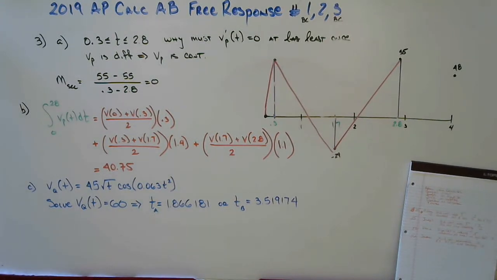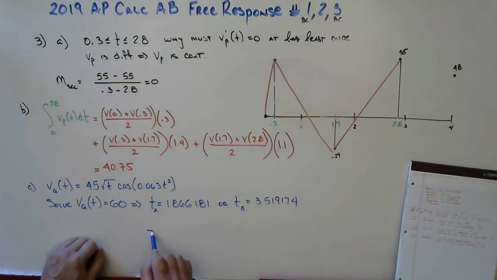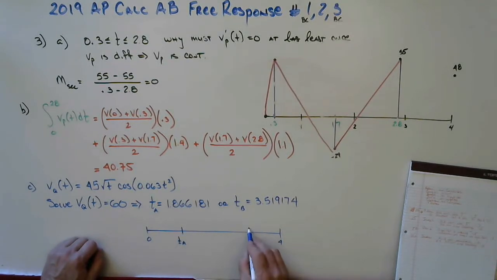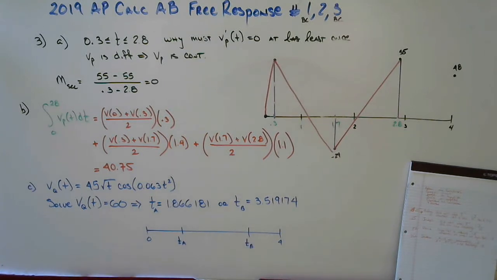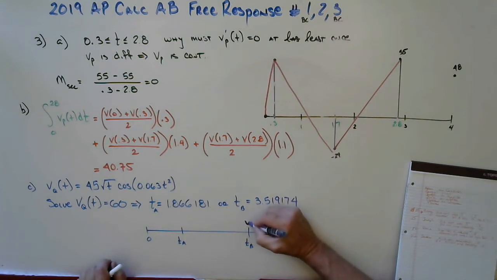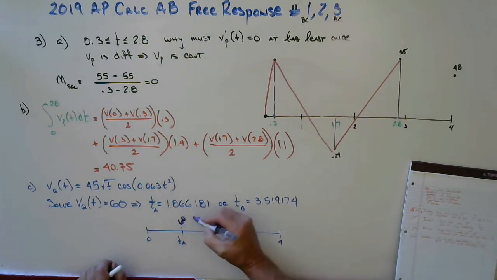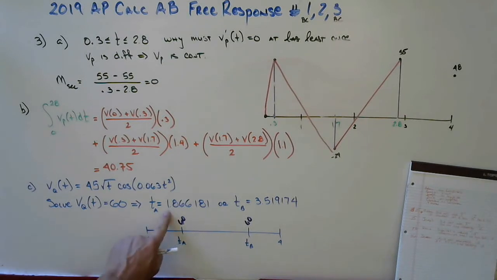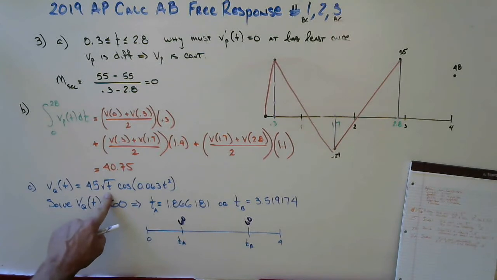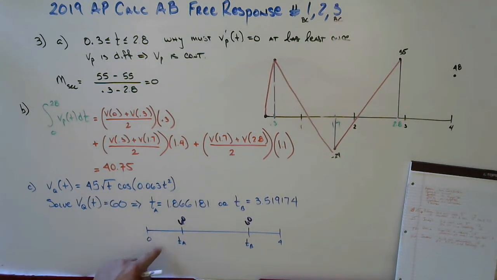Now we need to know when it's greater than 60. So what are we going to do? This is when it equals 60, right? So remember, we're starting at 0, we're going to 4. Well, we know right here, this is time A, and right here, this is time B. We equal 60 at both of those, right? So this is 60, and this is 60. Well, what are you going to do? You're going to pick a number smaller than this and plug it in. Plug it into here with your calculator. You've got a defined function. And you're going to find out here you're less than 60.